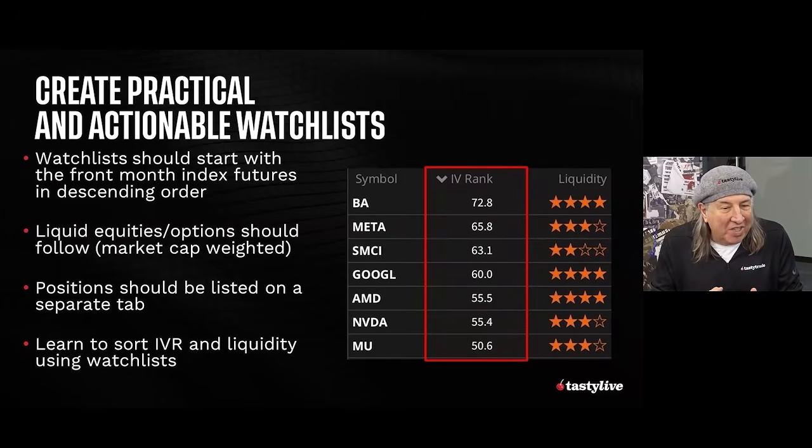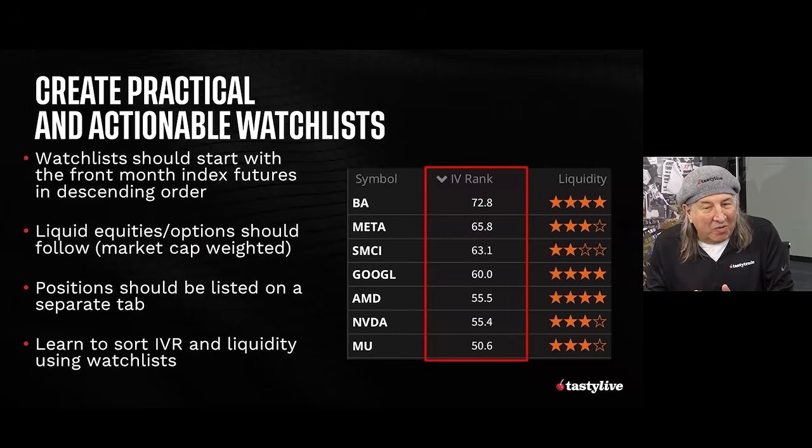So for example, these are 7 different stocks in which I have some positions: Boeing, Meta, SMCI, Google, AMD, NVIDIA, and MU. But what I did was I sorted these not in alphabetical order or anything like that, but by IV rank. And then I also included the next column over by liquidity.